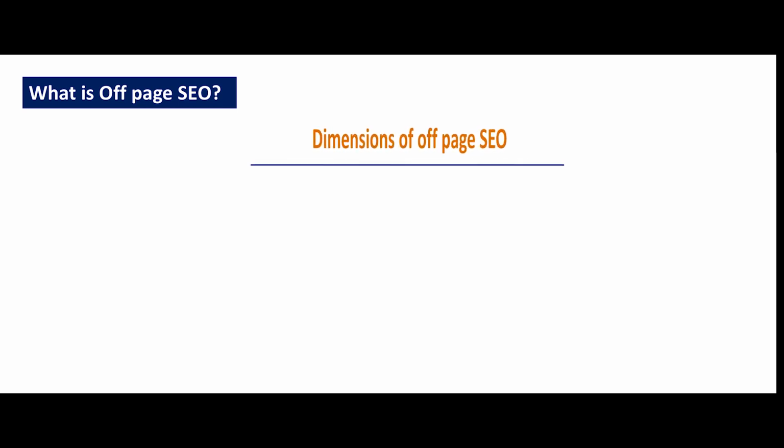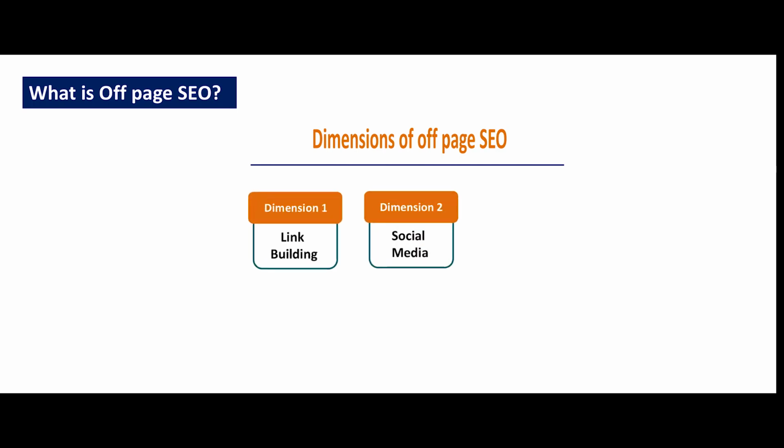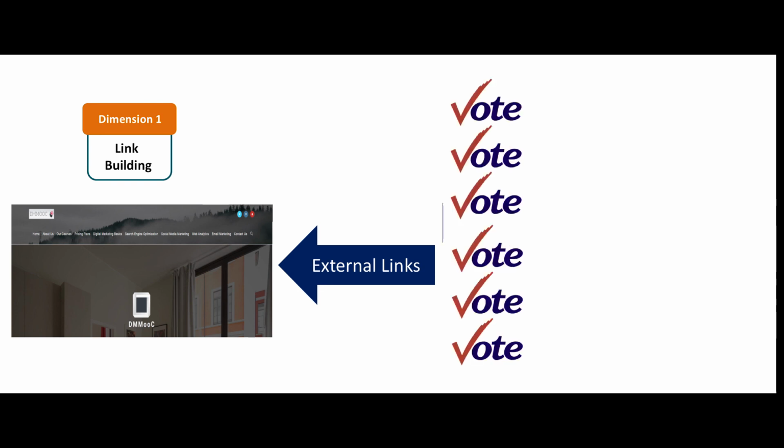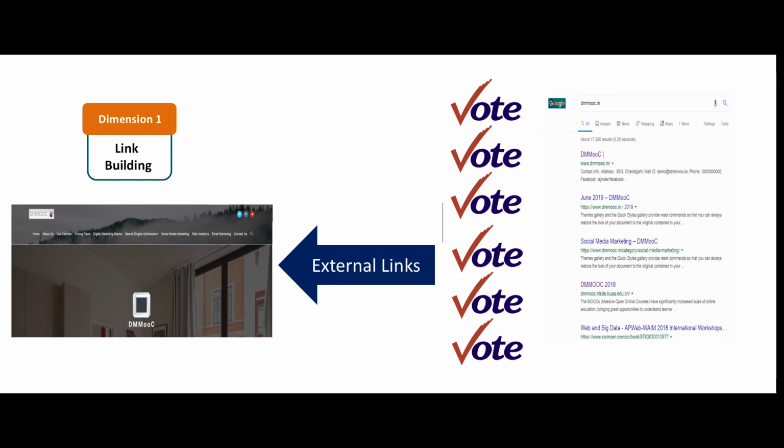Dimensions of off-page SEO. Off-page SEO has three dimensions, and these dimensions are link building, social media, and social bookmarking. Let us discuss them one by one. Link building. Basically, by building external links to your website, you are trying to gather as many votes as you can in favor of your website, so that you can bypass your competitors and rank higher in the SERP.